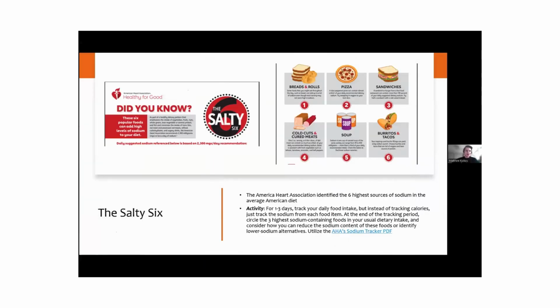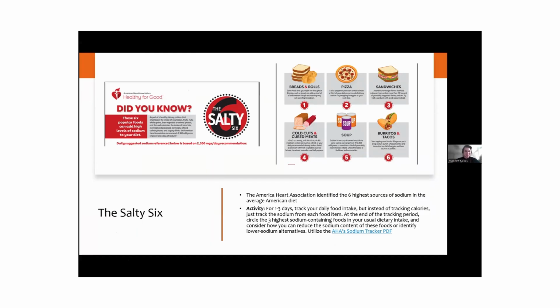And so, moving along, what are the saltiest foods in the average diet? The American Heart Association came up with what's called the Salty Six. These are the six highest sodium-containing sources of food in our average American diet. I will say this is the highest sodium-containing foods in the average American diet, not the highest ever sodium-containing foods out there on the market.